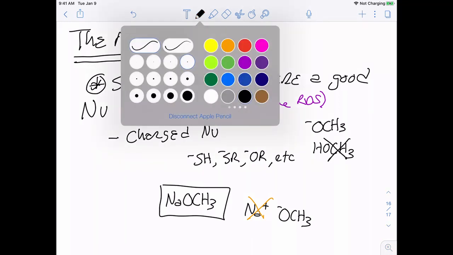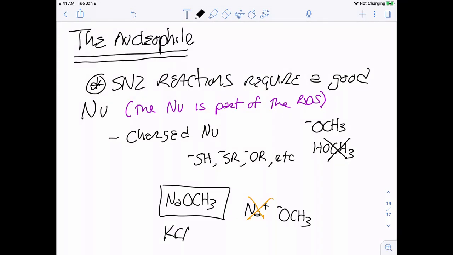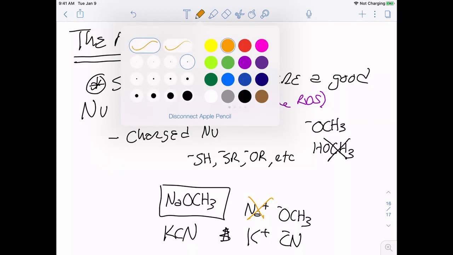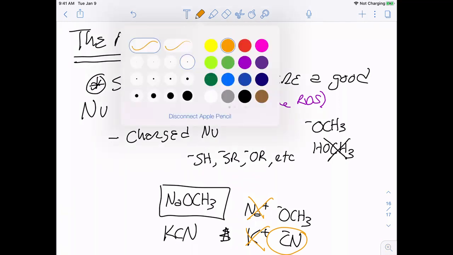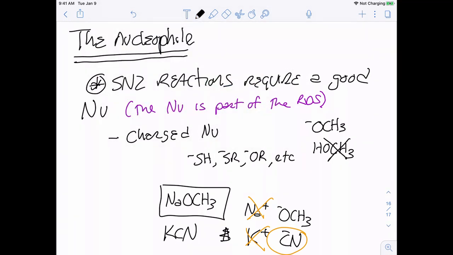I could give us potassium cyanide, and what we have is potassium ions and cyanide ions, but I don't care about potassium, it's cyanide that's my nucleophile. So again, watch out for cations that are hanging out. We could add that cyanide up to our list here. It's a pretty common one.